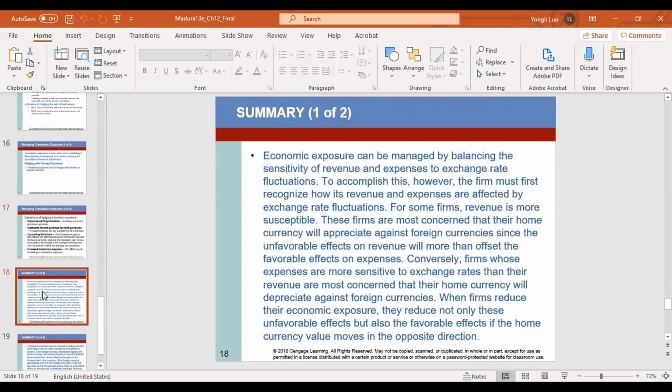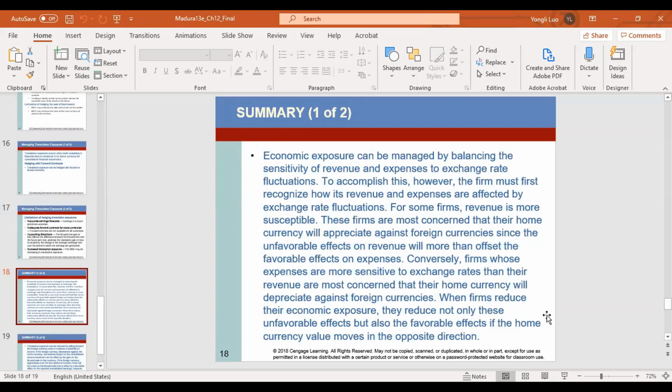Now we come to the conclusion of this chapter. Economic exposure can be managed by balancing the sensitivity of revenue and expenses to exchange rate fluctuation. To accomplish this, however, the firm must first recognize how its revenue and expenses are affected by exchange rate fluctuation.